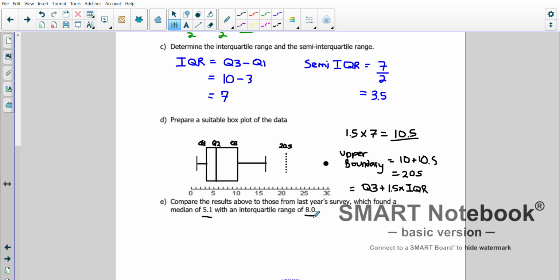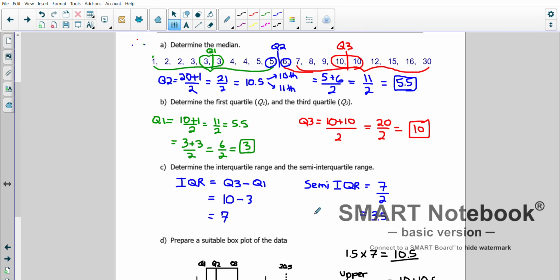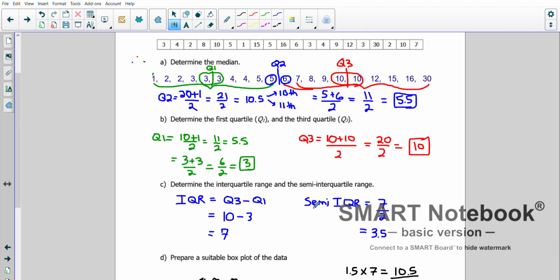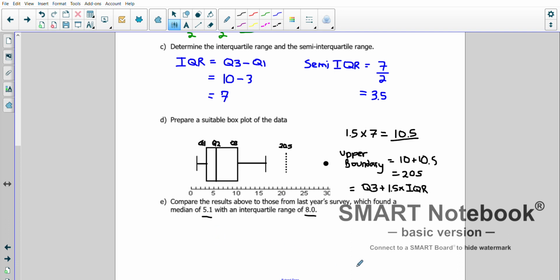The interquartile range last year was 8, so that means the middle half of the data is a little more spread out. So this is why this is a measure of spread. So it's a little less spread out this year, the middle half of the data anyways, because the interquartile range is 7 compared to 8. And then last year it looks like we had a median of 5.1. And this year our median was 5.5. So the median has gone up slightly. So I'll fill the rest of this note in, and it'll be in the posted completed note.